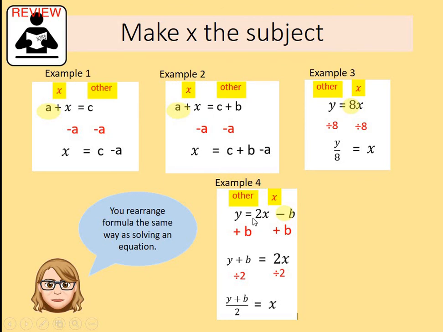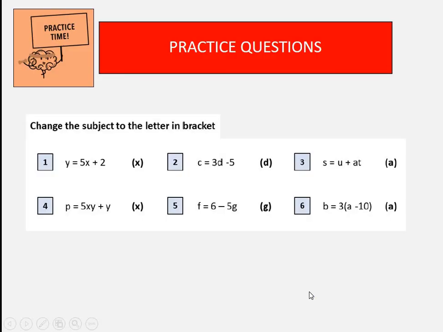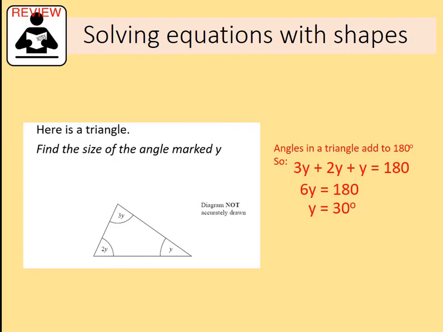And this is a multi-step one. y is 2 lots of x minus b. So I want to get x on its own. I've got 2 x's and this letter b. I'm going to undo that first by adding b. So y plus b equals 2x. And then like example 3, when I need to divide, I write it like a fraction. So I already had y plus b. I've now divided by 2, and that gives me x. And here were some practice questions for you to try.